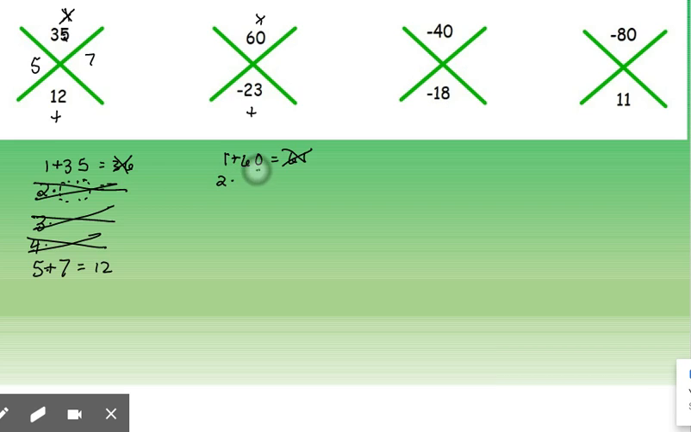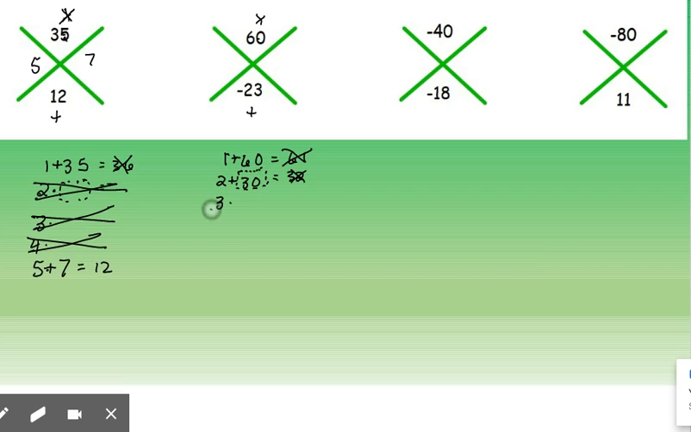Now remember, we're going to try to figure out what this other number is by dividing. So 60 divided by 2 is 30. Well, if I change this to add, 2 plus 30 is 32. Not it. Next number is 3.